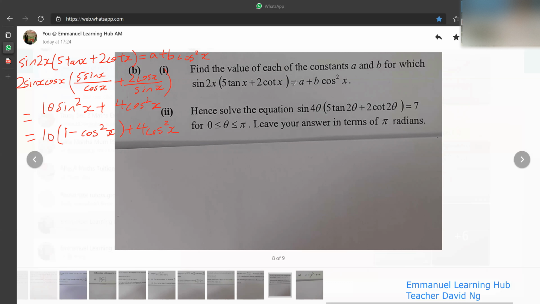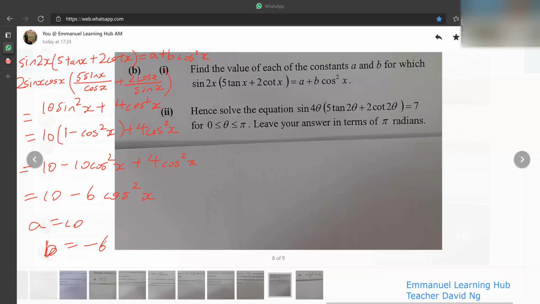The reason you do this is because what is supposed to be proven here has no sine square. So I change my sine square to 1 minus cos square. That's the reason why I use this formula, and why I change the sine square instead of cos square. Then after that is 10 minus 10 cos square plus 4 cos square x. You go to 10 minus 6 cos square x, A plus B cos square x. So your A is 10, B is -6.